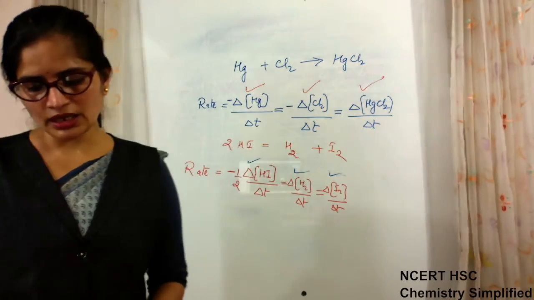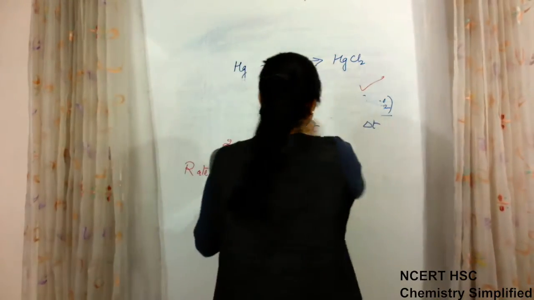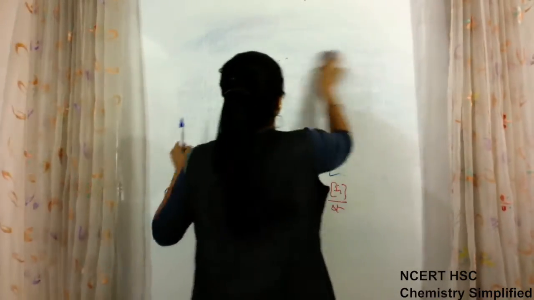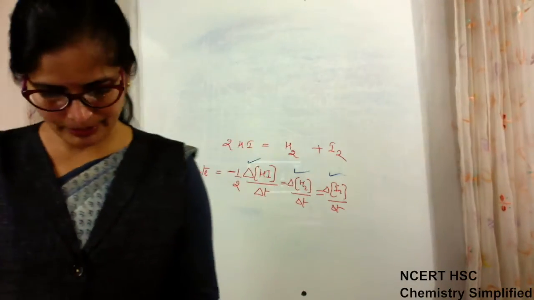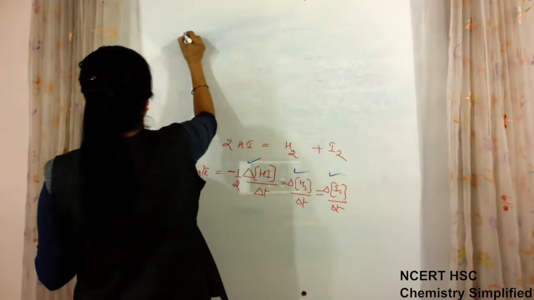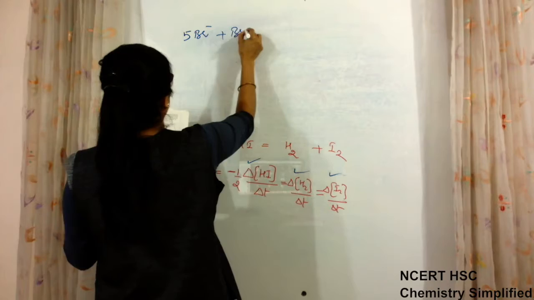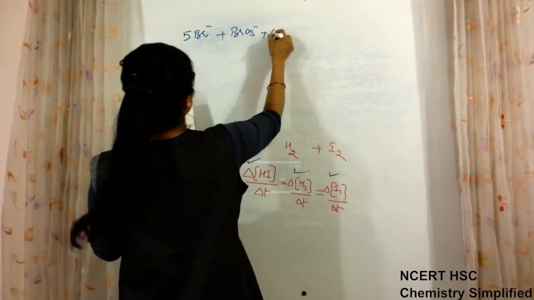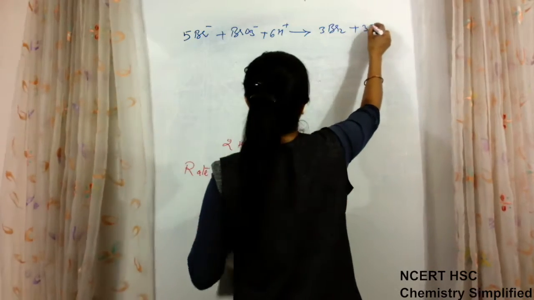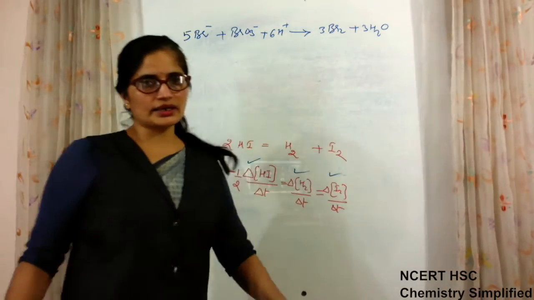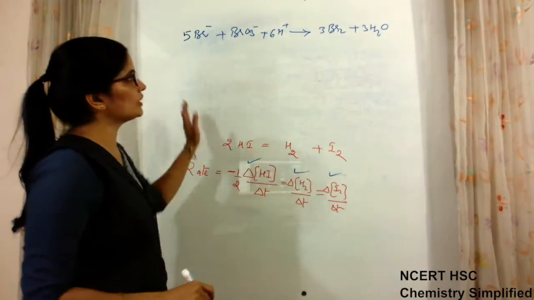Okay. Now suppose I take another example of a reaction in which a lot of stoichiometric coefficients are involved. For example, 5Br negative plus BrO3 negative plus 6H positive gives 3Br2 plus 3H2O. This is a reaction. Now I have to find the rate for this reaction.